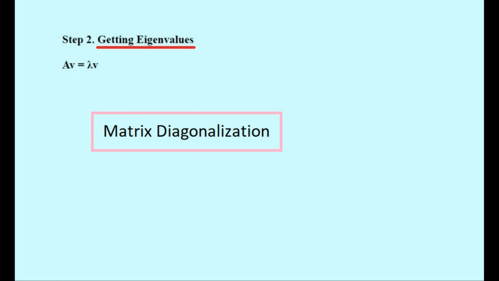Hello and welcome to this video about diagonalizing matrices. In the first step, we learned how to write a computer program to find the characteristic polynomial of a matrix. Now we're going to learn how to program a computer to find the eigenvalues of this matrix from this polynomial that we've just found. But first, here is a bit of theory.